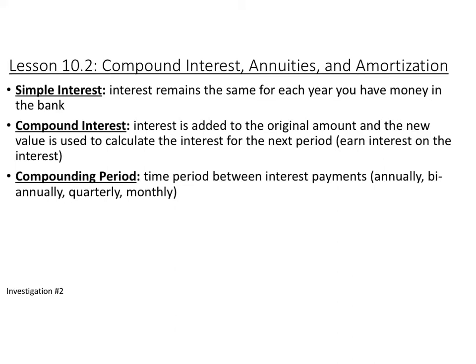Lesson 10.2 is compound interest, annuities, and amortization. So back in chapter 5, we talked about simple interest, which is interest that remains the same every year. For example, I'm going to borrow $1,000 at 5% simple interest. So every year you pay 5% on that original $1,000.